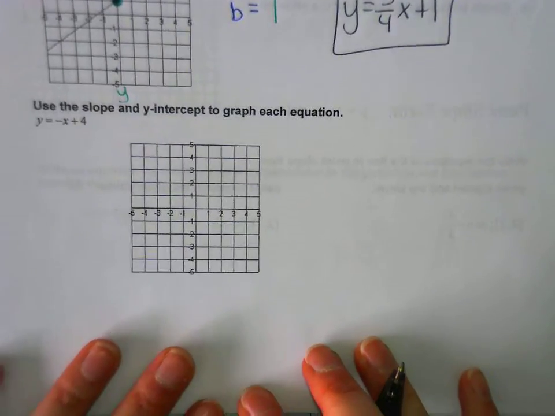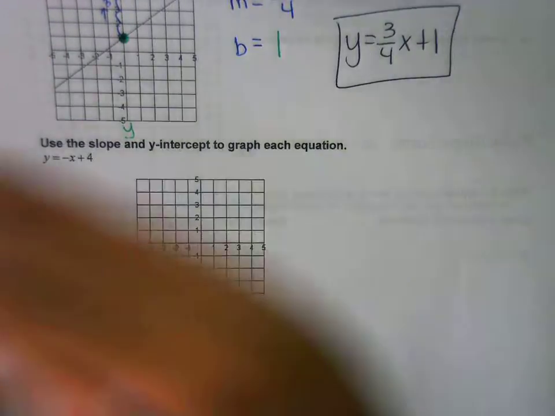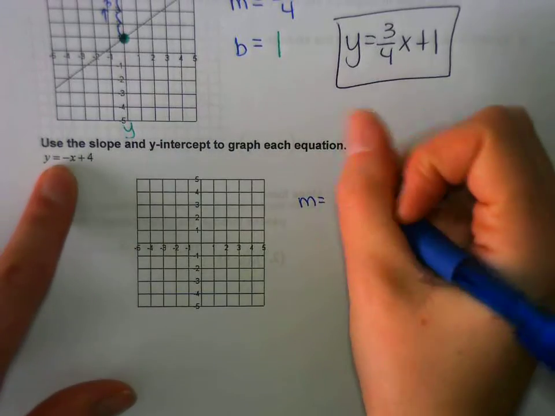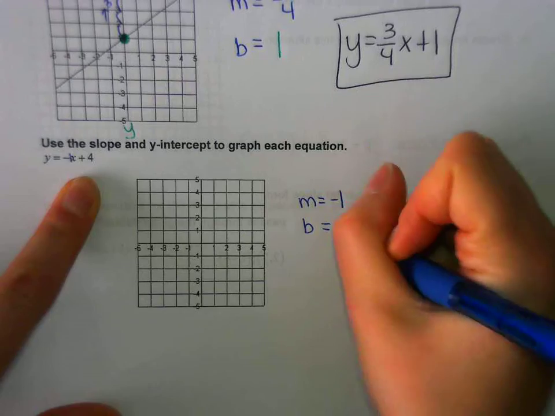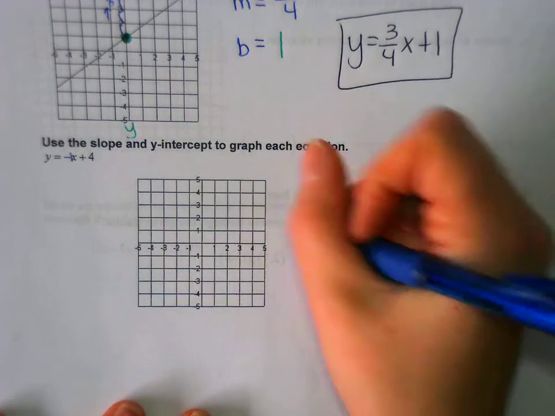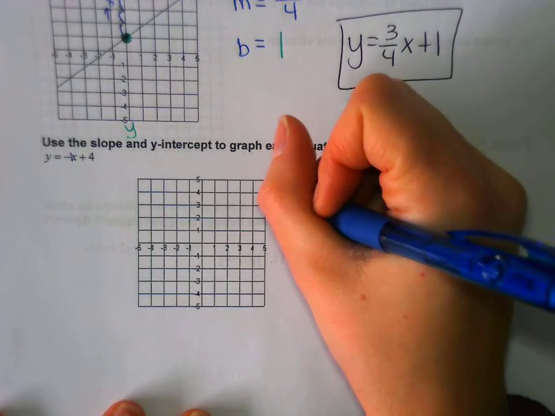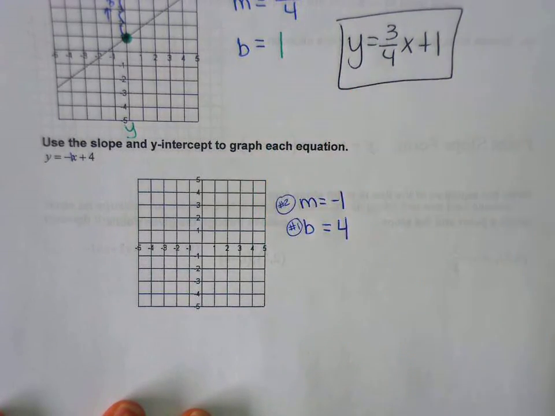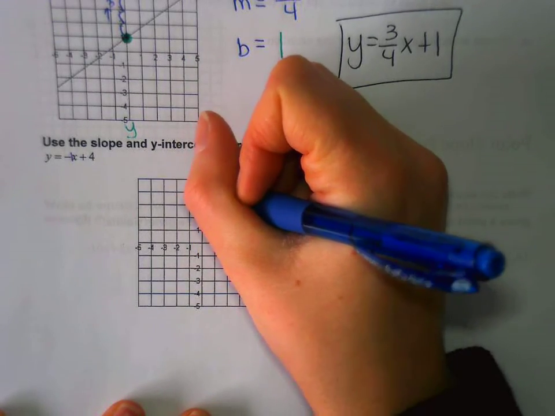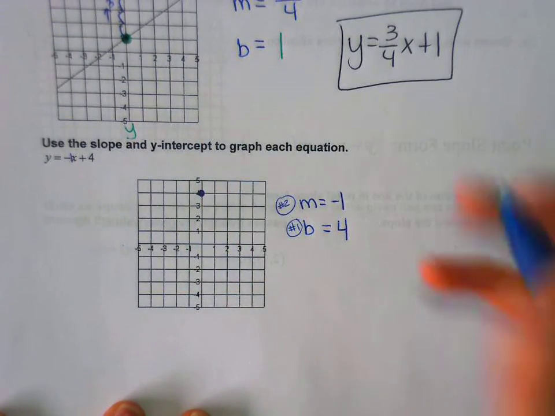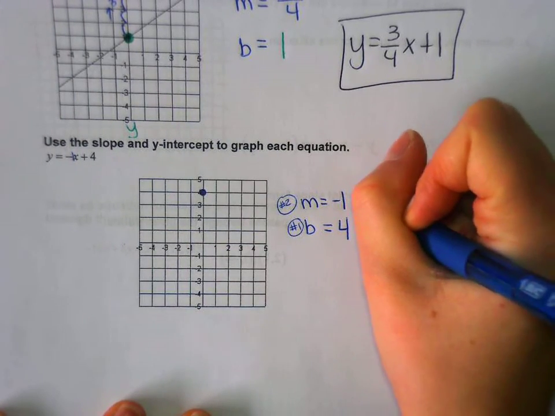So let's look at how we can graph from our equation onto here. So if I take a look, my slope is a negative 1, and my y-intercept is a positive 4. So when we graph this, you always want to start by graphing your y-intercept first, and then do your slope second. So if I start with my y-intercept at a positive 4, there's my first point. My slope of negative 1 tells me I need to move down 1 to the right 1.